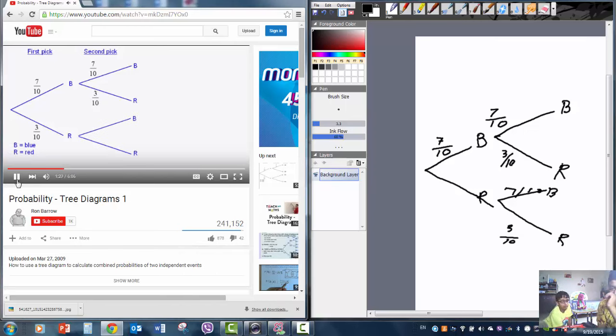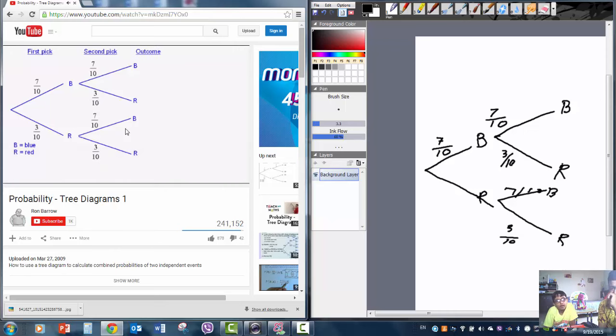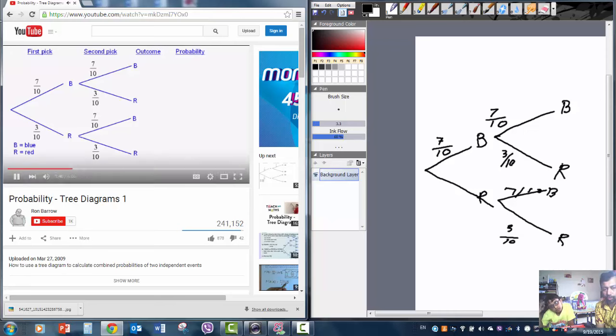He picks red first, it's exactly the same again. So those are the probabilities for her tree diagram. Just got two more columns to do. First of all, the outcome, and secondly, the probability calculations. So look, what they did. Well, the outcome. What they did was also, they said that this is the first pick. Then they put it back. Yes. Then this is the second pick.